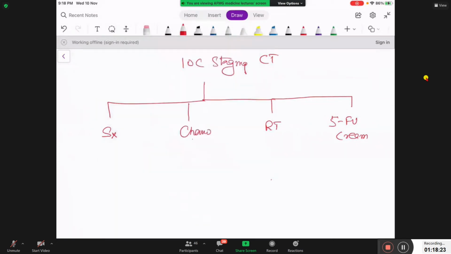Chemotherapy is offered when the patient has distant metastasis. Radiotherapy and 5-fluorouracil cream is offered when the patient has in situ type of carcinoma.